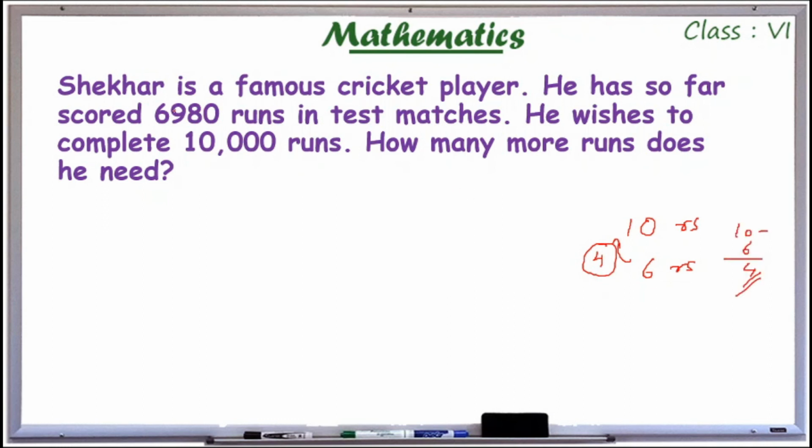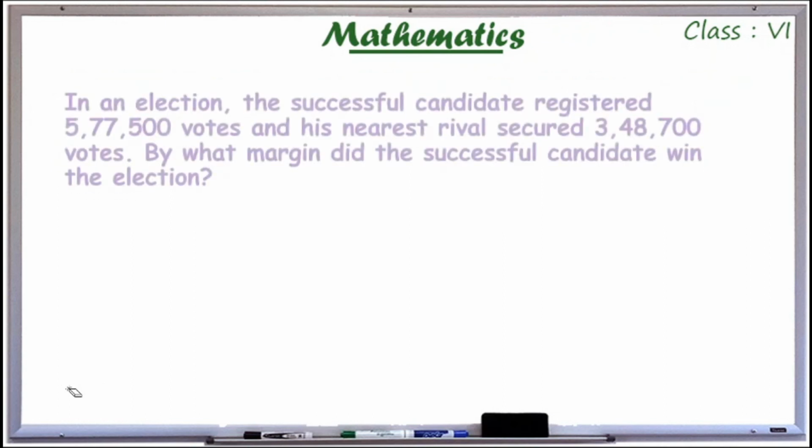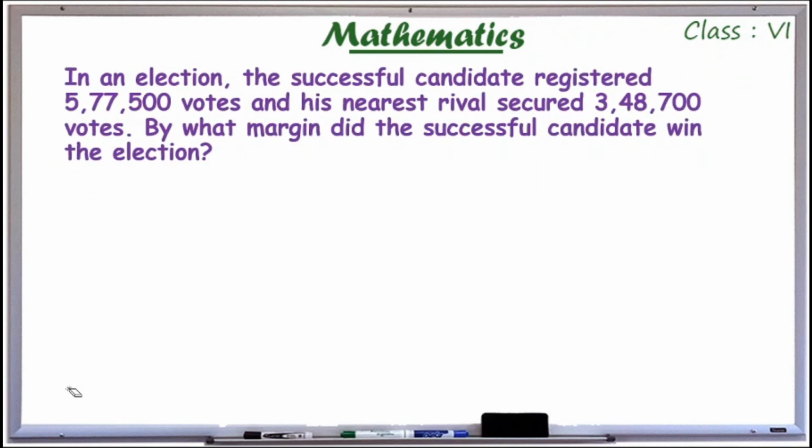And in this case also, he wishes to complete 10,000 runs. Now he has only 6,980 runs. You have to subtract 6,980 from 10,000. Do it as a homework. Also, in an election, the successful candidate registered 5,77,500 votes and his nearest rival secured 3,48,700 votes. By what margin did the successful candidate win the election? Here also you have to find the difference between those two numbers.